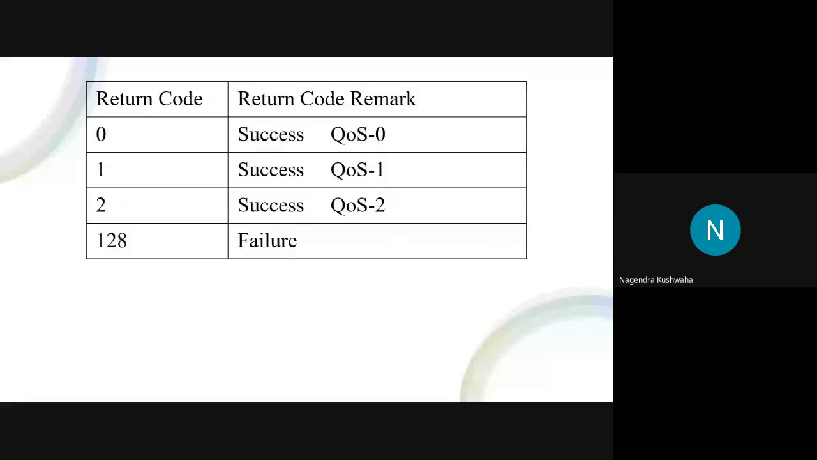So let's see, if the return code is 0, you have successfully subscribed to that topic with quality of service 0. If the return code is 1, you have successfully subscribed to that topic with quality of service 1. When the return code is 2, you have successfully subscribed with quality of service 2. And if it returns 128, that represents the subscription is not completed, the subscription has failed.